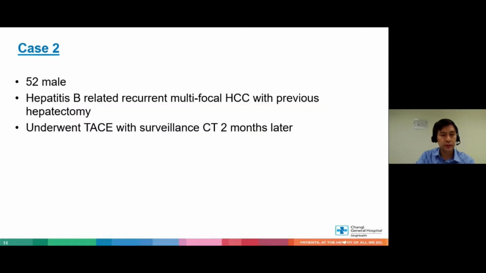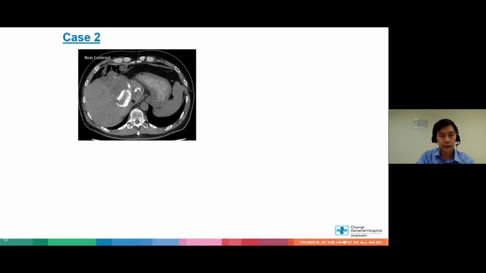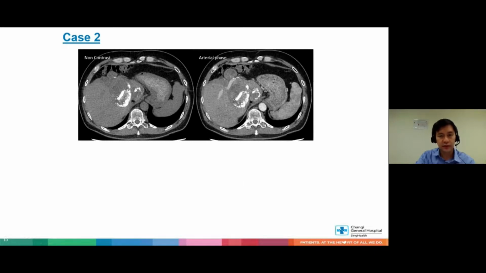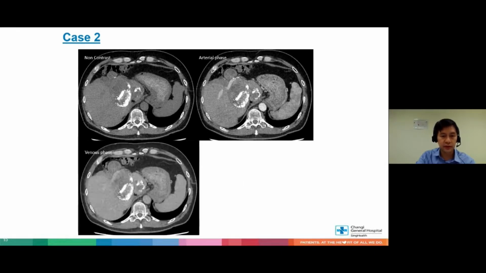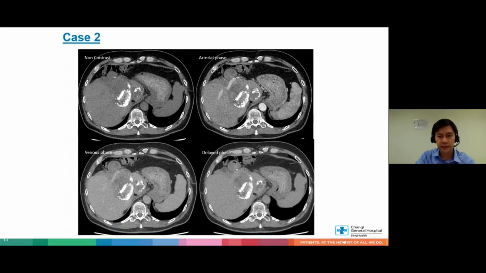Let's move on to my second patient. This is a 52-year-old male patient with hepatitis B, who had recurrent multifocal HCC with previous hepatectomy. He also underwent TACE, and this is the surveillance CT performed 2 months later. You can see there's a large mass here with a lot of lipiodol. This is the non-contrast, this is the arterial phase, this is the venous phase, and this is the delay phase. If you look at it, we're not so sure now. Is there a little bit of enhancement here? Maybe, and around here? Not exactly sure.